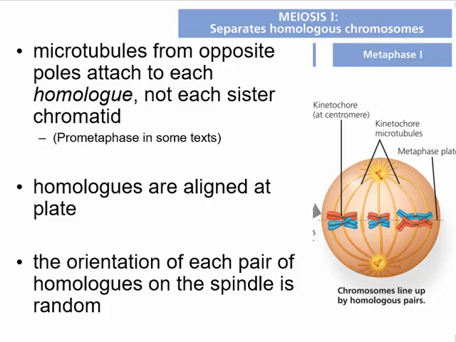Metaphase 1. So we had prophase 1, now we're in metaphase 1. Microtubules attach from the poles here to each homolog. So this is different from mitosis, where we saw different sister chromatids having those microtubules attached. But here, the opposite microtubules are attaching to each homolog. And the homologs are aligned at the metaphase plate. And whether or not the red one is over here and the blue one is over here, for any of these pairs is totally random. So this also introduces some variation. So let's see.